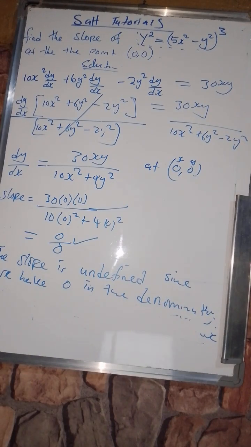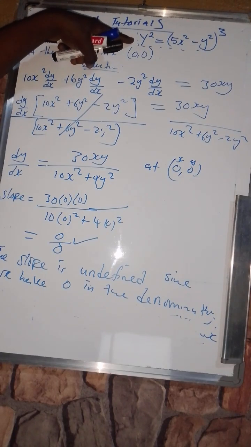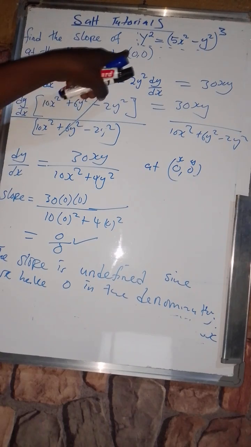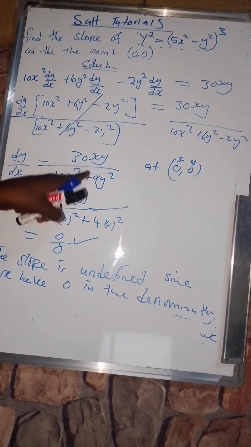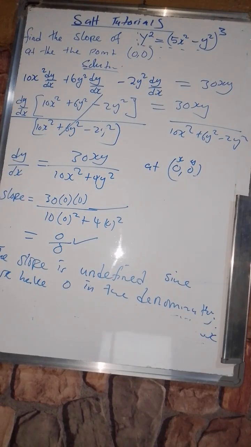So that is how we find the slope for this function. We differentiate to find the gradient function. After you find the gradient function, dy/dx, replace your 0, 0 in it, that particular point you have been given in the function. Then you have the slope obtained.